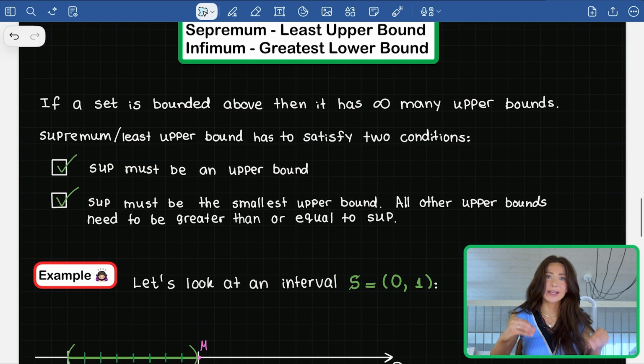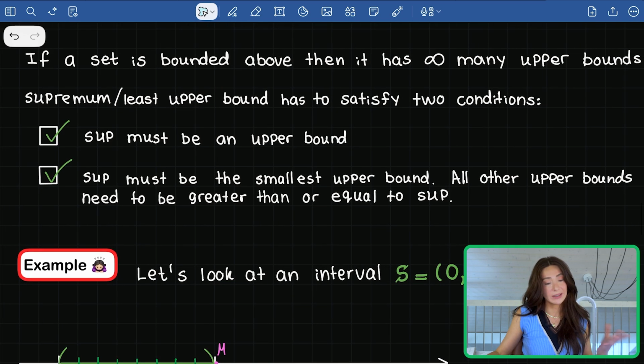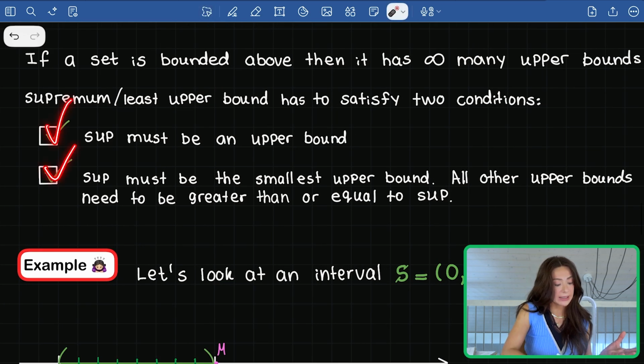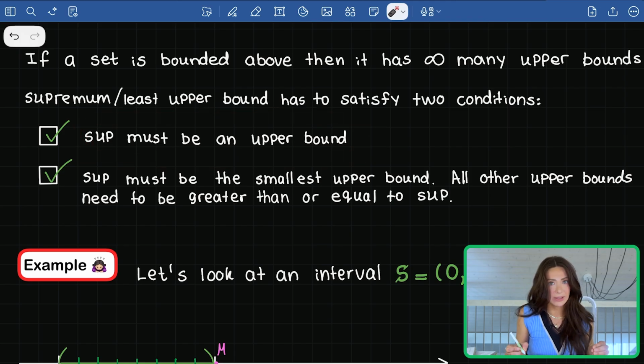If we have a set that has an upper bound, then it has infinitely many upper bounds. So the supremum has to satisfy two conditions in total. And if it does satisfy both, then it is a supremum. The first condition is that it must be one of the upper bounds. As I said, one of the infinitely many upper bounds.